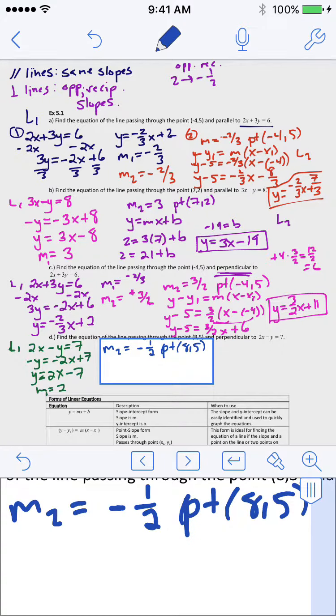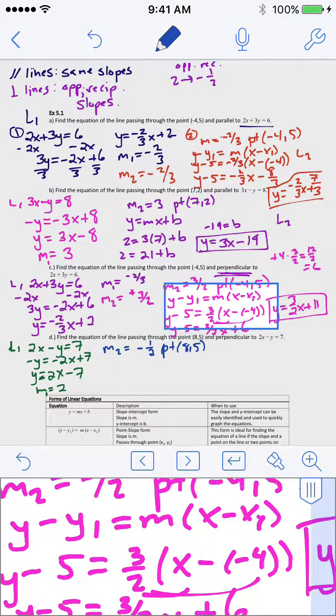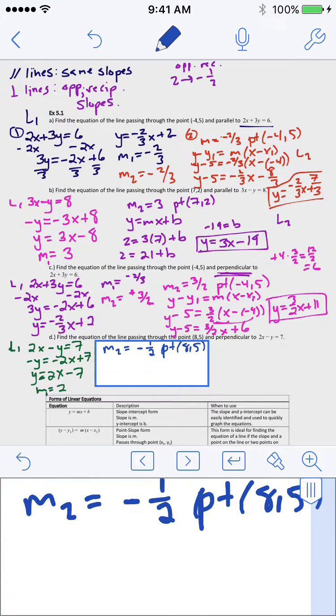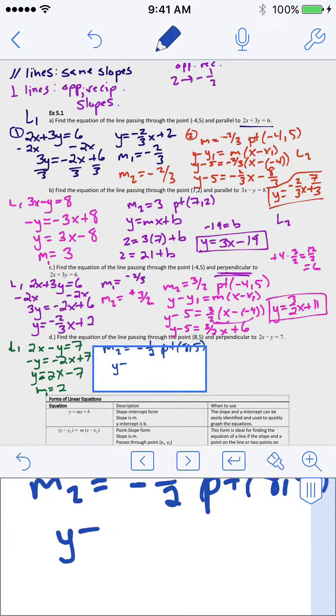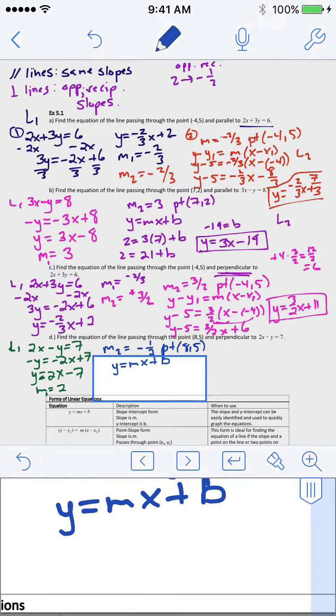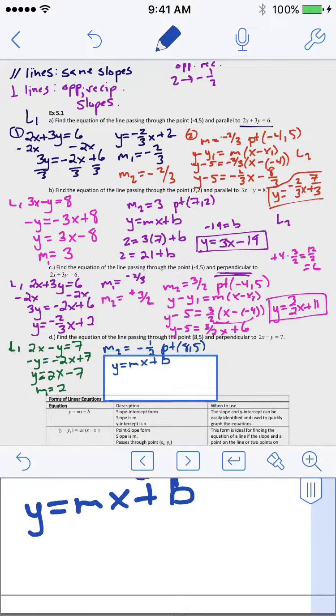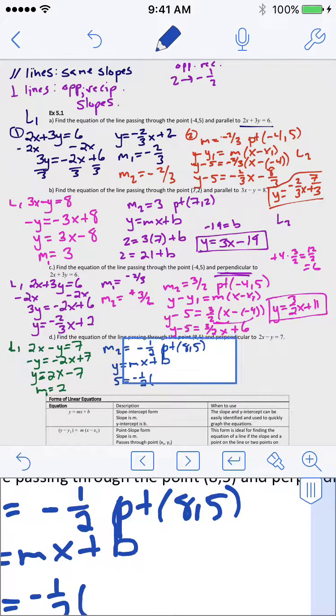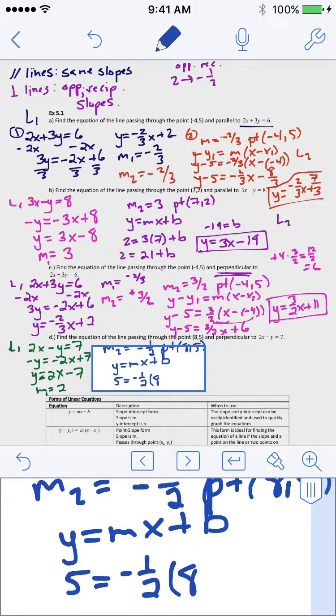And I'm going to use that to find my equation. Just like last time, I'm going to switch it up. Instead of using point-slope form, I'm going to use slope-intercept form, because why not? They're about the same amount of work. So y is equal to mx plus b. And I'm going to plug in what I know. I know that y was 5. I know that m was negative 1/2. And I know that 8 was x.